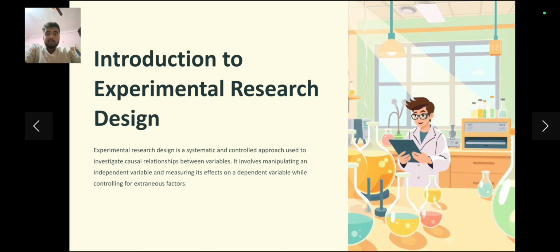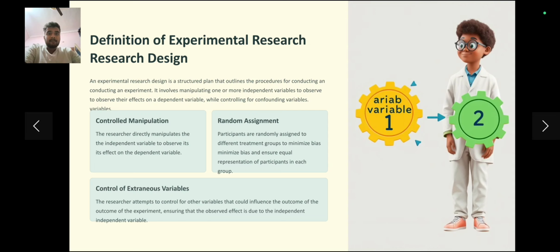Today I am going to present a PPT on experimental research design and their meaning, definition, and their characteristics. Experimental research design is a systematic and controlled approach used to investigate causal relationships between variables. It involves manipulating an independent variable and measuring its effects on a dependent variable while controlling for extraneous factors.